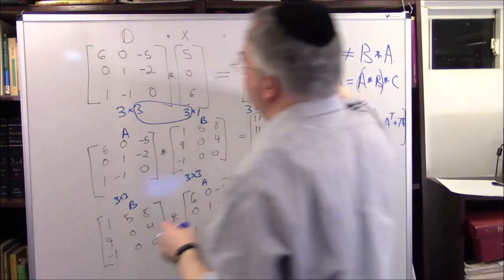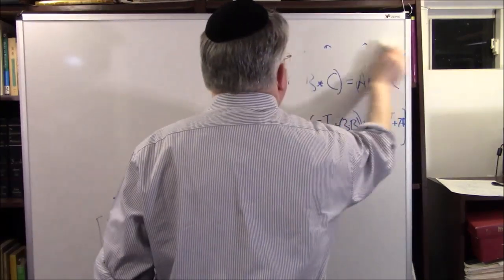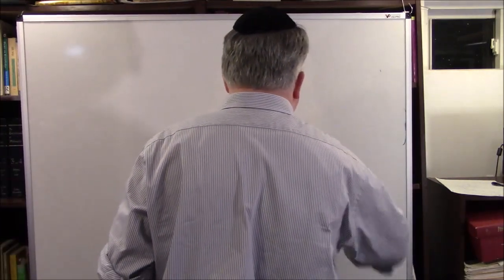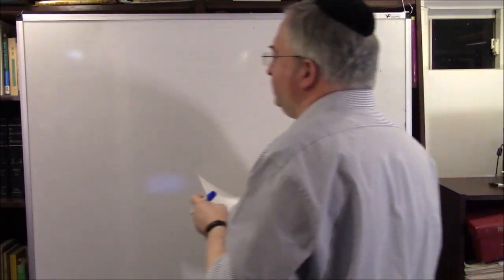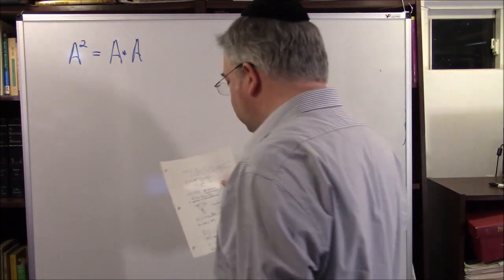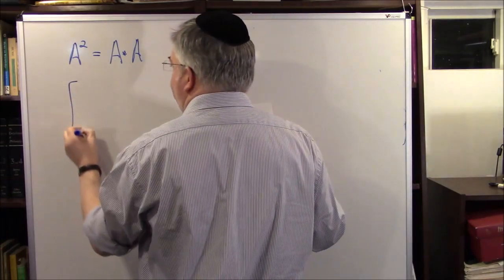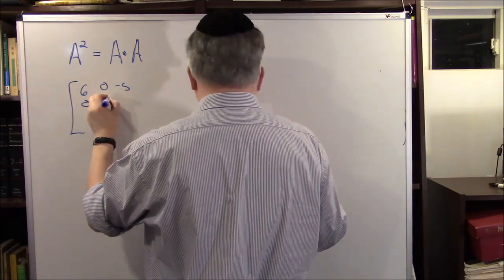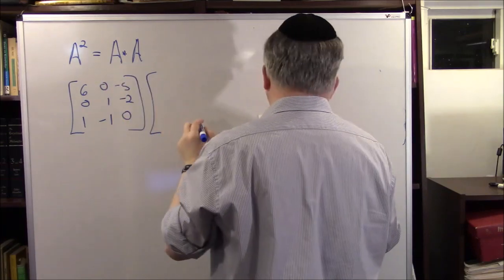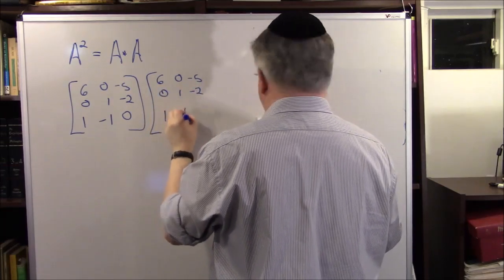Okay? Let me show you something else. Let's look at A squared. A squared is equal to A times A. Let's take a look at a typical example of that. The typical example is the following: 6, 0, minus 5, 0, 1, minus 2, 1, minus 1, 0. Multiplying it by itself: 6, 0, minus 5, 0, 1, minus 2, 1, minus 1, 0.